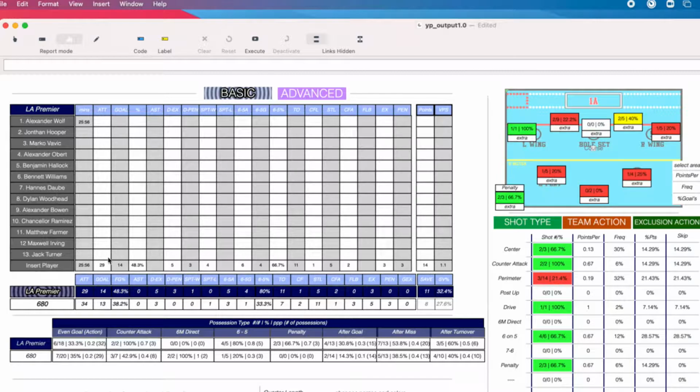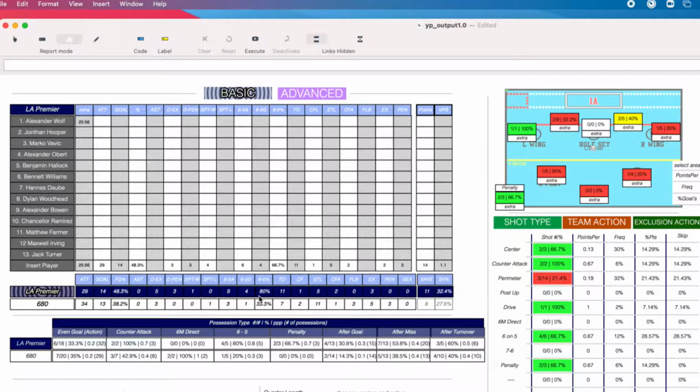LA Premier won the game 14-13. They had periods where they were up by as many as 3 and 4 goals, and then 680 would battle back. It's interesting to see the difference in the stats here. There were 29 attempts to 34 attempts, so LA shot the ball much better. Looking at exclusions, it was 5 drawn and 3 drawn. I'm not sure why my sprints number is still not calculating correctly, so I've got to do some work on that. They also drew 3 penalties, which is a big factor in this game.